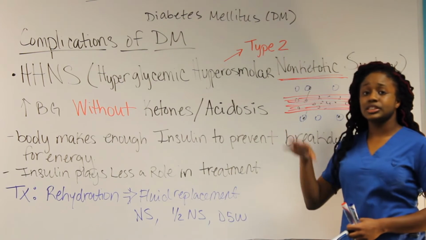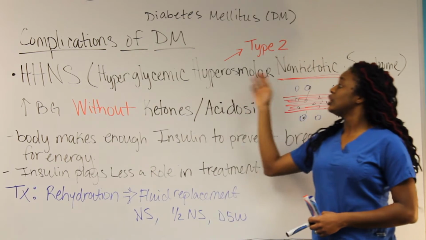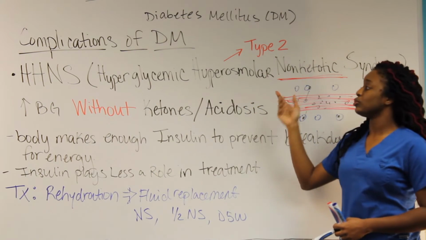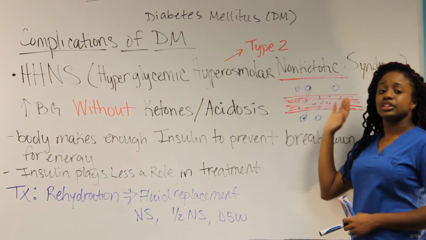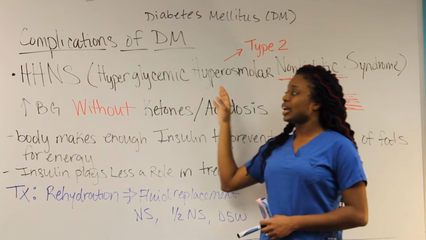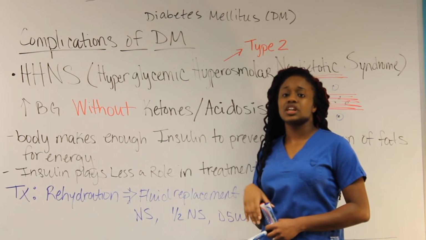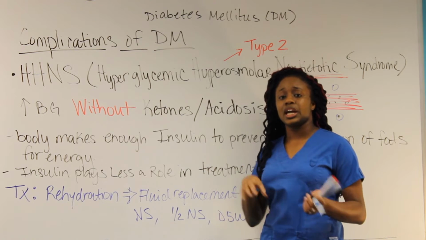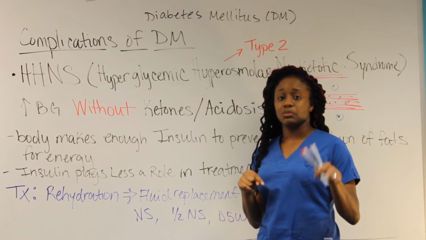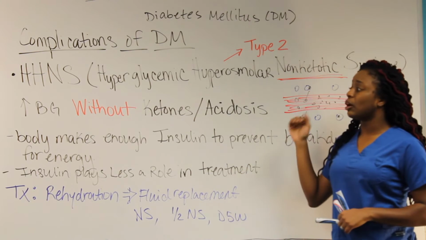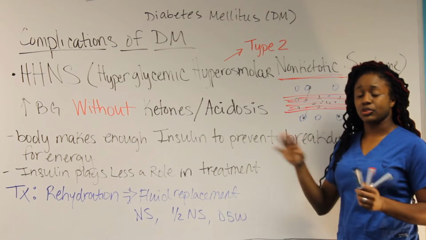And the difference between this and DKA is that DKA is found mostly in type 1 and HHNS is type 2, okay? DKA has ketones, HHNS doesn't have ketones. And most of the time they characterize a person who's going through these complications with a blood sugar over 600, for both DKA and HHNS, at least according to the Suddarth book. So anything above 600, you're going to encounter these complications for type 1 or type 2.